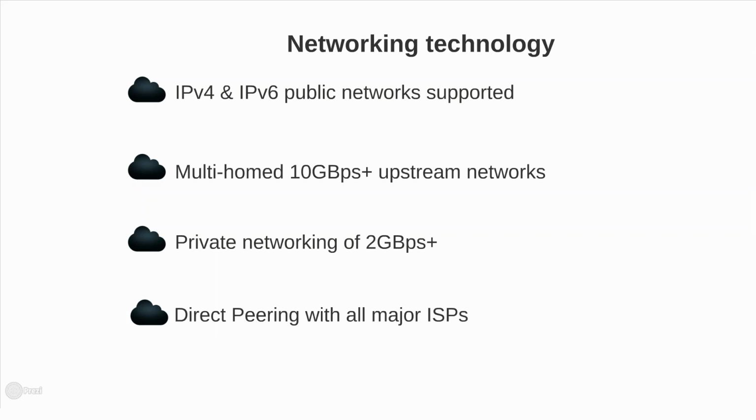We have multi-homed 10 gig plus upstream networks to the data center, and private networking that is 2 gigabits plus. All of this connectivity and all of these features, you will not be able to find in an office setup. It's very hard to do, and very rare to find. So having these available to you for a monthly fee is one of the benefits that you're getting on top of the availability, all the security that Ellsworth will talk about, and so forth.